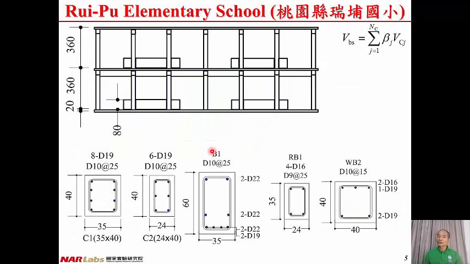This is the elevation of the building, and here's the reinforcement of the C1 column. That's the column of the classroom, and this is for the C2 column. That's the column for the partition, the column embedded in the partition walls. There's the reinforcement of the B1 beam, RB1 beam, and WB2 beam.